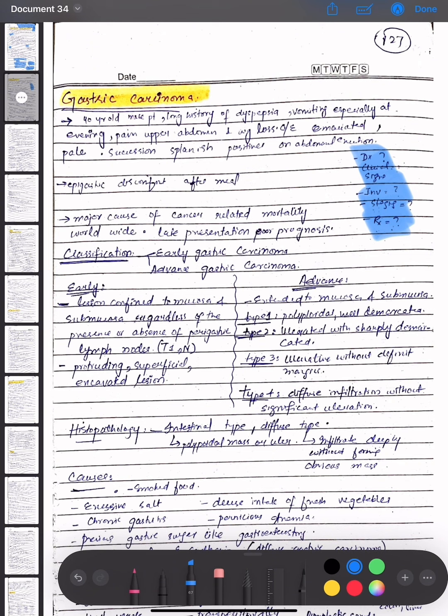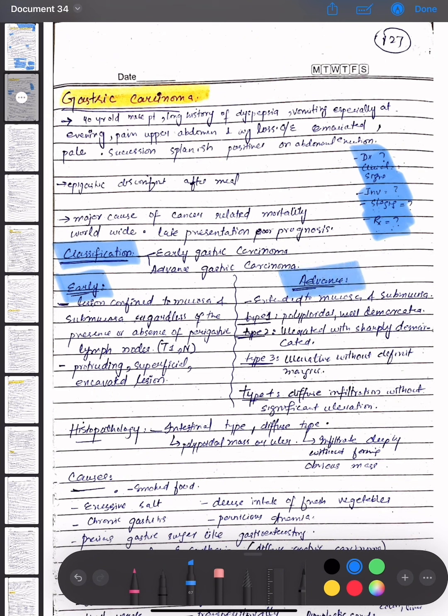In gastric carcinoma, we have epigastric discomfort after meals; it is a major cause of cancer-related mortality worldwide, with late presentation and poor prognosis. What is the classification of gastric carcinoma? We have early gastric carcinoma and advanced gastric carcinoma. In early gastric carcinoma, the lesion is confined to the mucosa and submucosa regardless of the presence or absence of perigastric lymph nodes, with protruding or superficial excavated lesions. In advanced stages, it extends beyond the mucosa and submucosa.